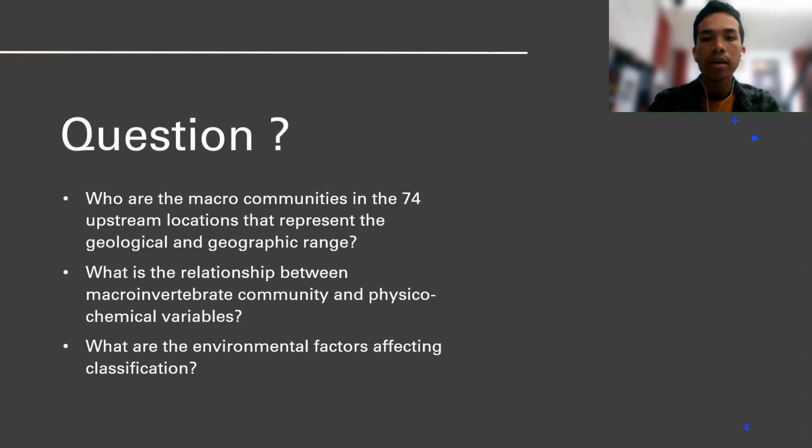Next, I will explain some of the questions that arise in this article. 1. What are the macroinvertebrate communities in the 74 upstream locations that represent the geological and geographic range? 2. What is the relationship between the macroinvertebrate community and physicochemical variables? 3. What are the environmental factors affecting classification in the 74 upstream locations?